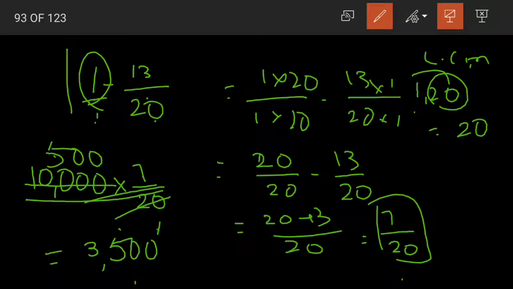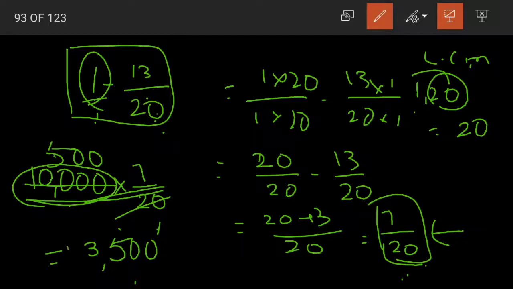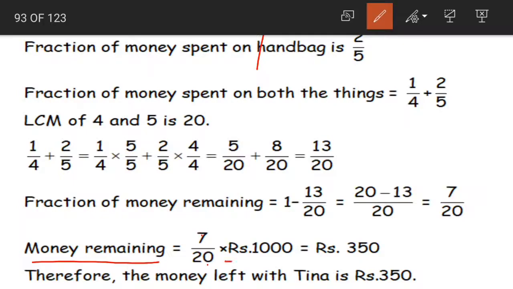Understood, children? 1 minus the fraction of amount spent will give us the fraction of amount left. But we do not want the fraction of amount left. We want how much amount is left. So we are multiplying this fraction with the total amount. Money remaining is 7 by 20 into 1000. Sorry, I thought that this was 10,000. So we got 3,500 as our answer, but if we take 1000, the answer will be 350, children.